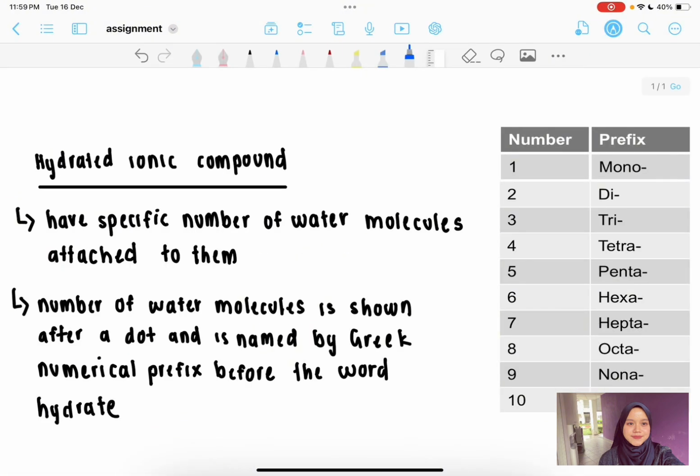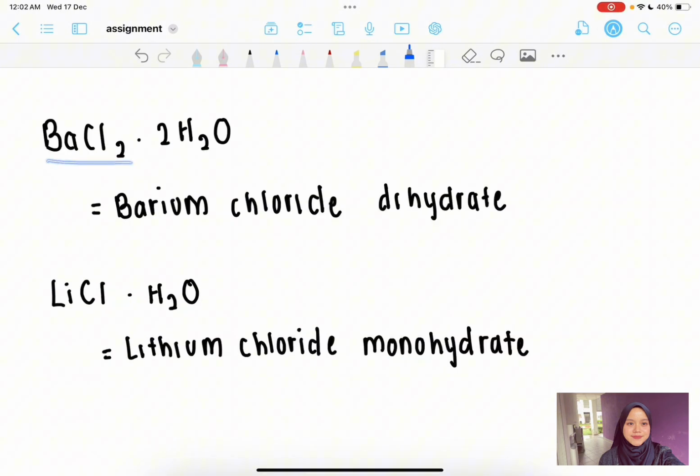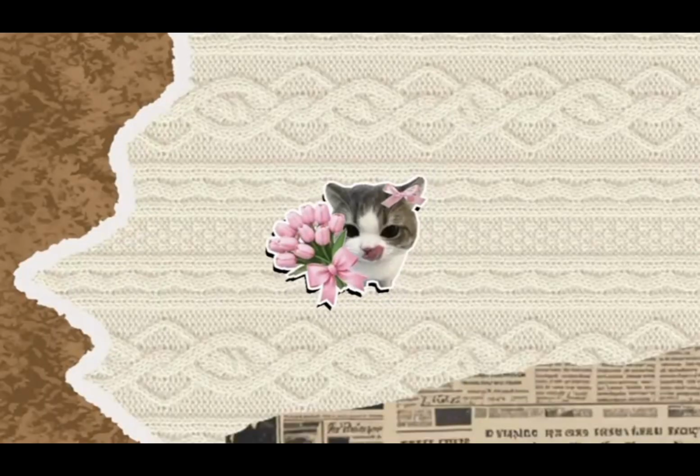So, hydrate ionic compound. A hydrate ionic compound has a specific number of water molecules attached to it. The number of water molecules is shown after a dot and is named by a Greek numeric prefix before the word hydrate. So for example, barium chloride 2H2O. Barium chloride we just write down, and then after the dot we have 2. 2 is di, and then H2O we write as hydrate. And then lithium chloride dot H2O, lithium chloride we just write down, and then after that we have 1. 1 is mono, and then H2O we write as hydrate.